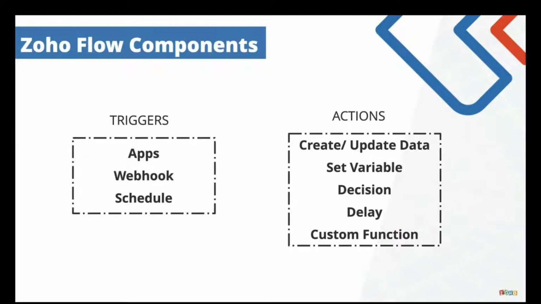And there is one more thing which I missed mentioning in the actions, that is sending notifications in the form of email. So that is also part of the actions. Out of all the actions that I have listed right now, the create or update data, the delay, custom function, and send mail, all of these will be considered a task. And if you take set variable or decision, they don't come under the task category.